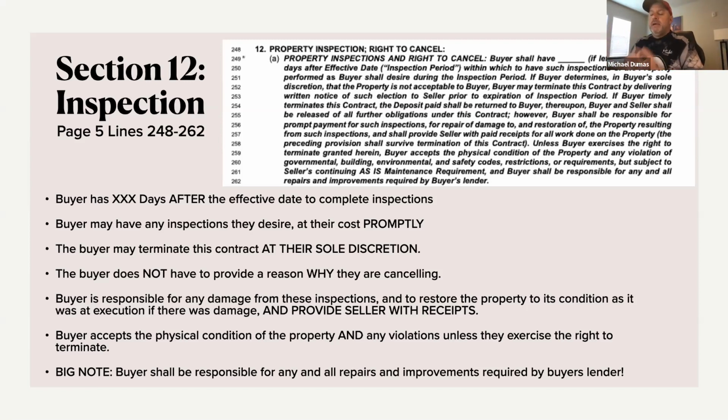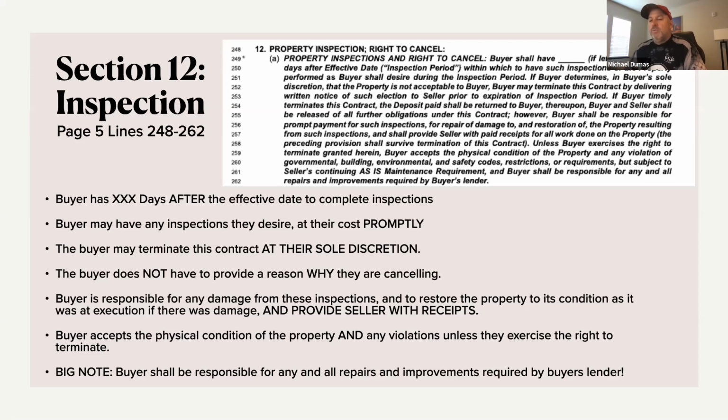Okay? Here's the last part, and this is the caveat, and this is the part where I think we're all going wrong. The buyer is responsible for any and all repairs and improvements required by the buyer's lender. What? Read it right there. Lines 261 and 262: buyer shall be responsible for any and all repairs and improvements that are required by the buyer's lender.